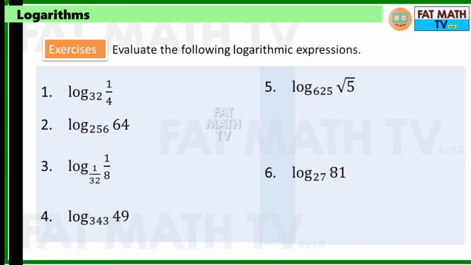Okay, after the 5 examples, I hope that you can already answer these exercises. Please pause the video if you need more time. We have here logarithm of 1/4 to the base 32. So what base are you going to use there? If your answer is 2, then that's correct.